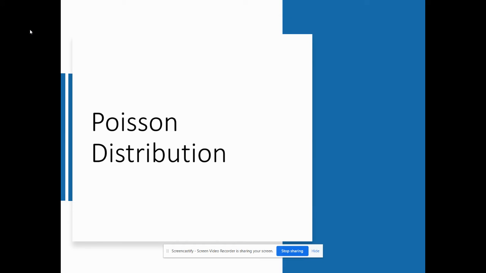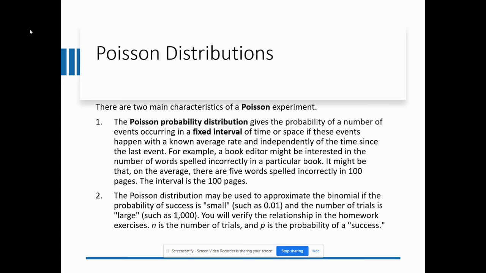So now we're going to talk about Poisson's distribution. There are two main characteristics of Poisson's. The Poisson's probability distribution gives you the probability of a number of events occurring in a fixed interval over time and space, if you know the event's average rate and independently of the time since the last event.